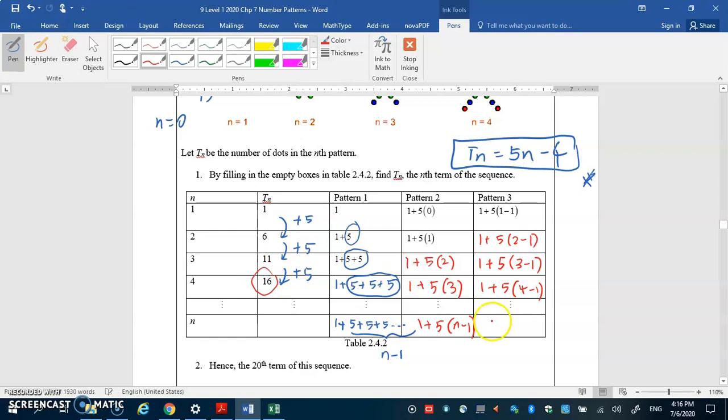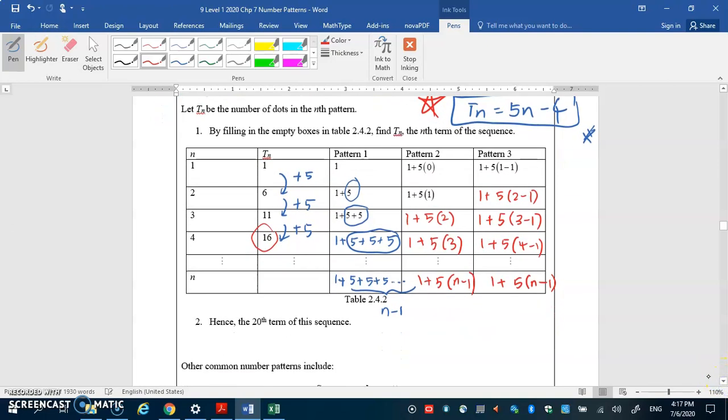So you continue doing the same thing, you will still get 1 plus 5 times n minus 1 for the nth term. So basically all these are different ways of deriving the same nth term that we already found at the start.